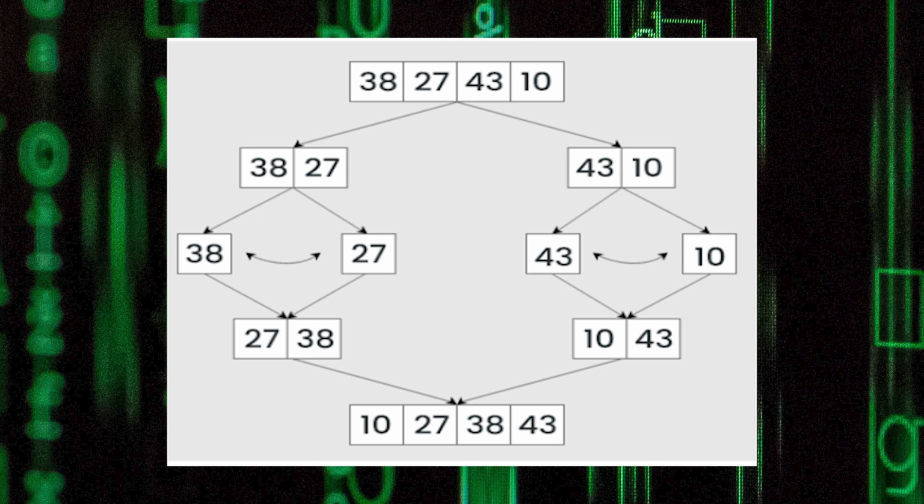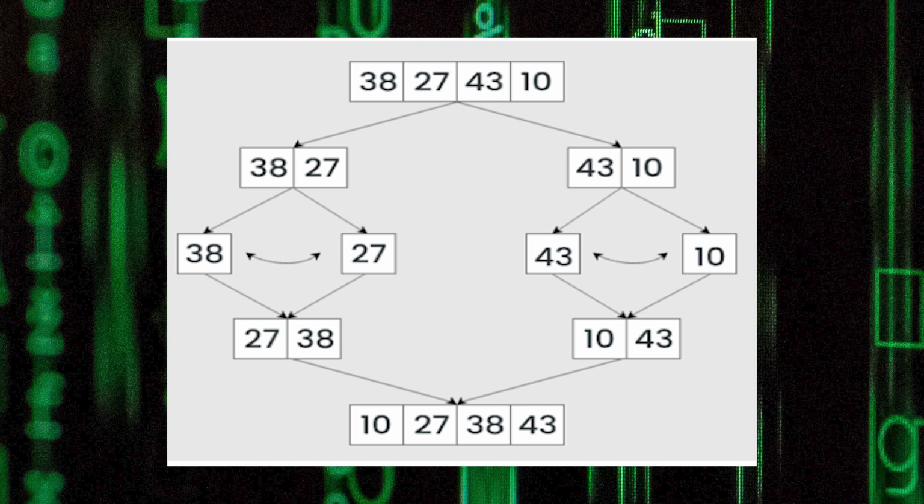Again these sub arrays are to be divided into single elements. Now 38 and 27 are single elements, and 43 and 10 are divided into sub arrays. Now we have 4 arrays: one array consists of 38, one array consists of 27, another array consists of 43, another array consists of 10.